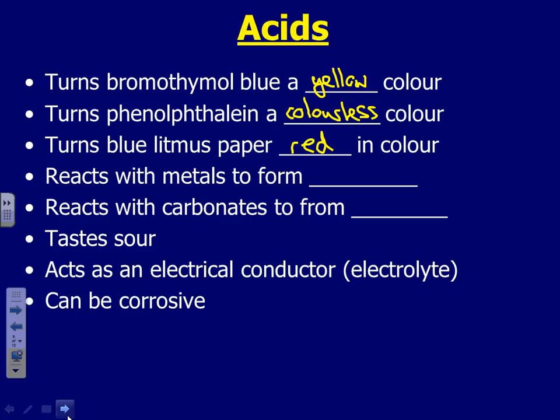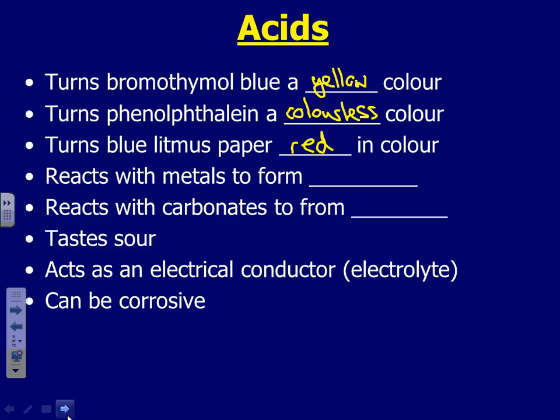Which means if it was a base, what's the litmus? If it's the base, what's the litmus? It's blue. And that's how you can remember, right? Litmus is always red or blue. And in a base, it's blue, and they both start with B. Base, blue. Nice and easy. And so the acid is red.